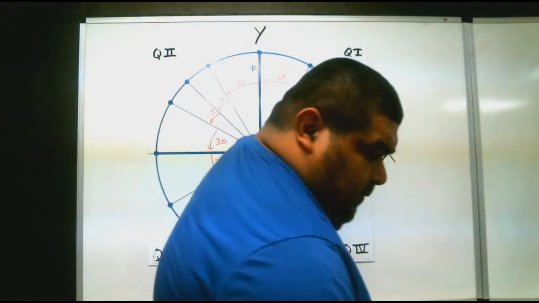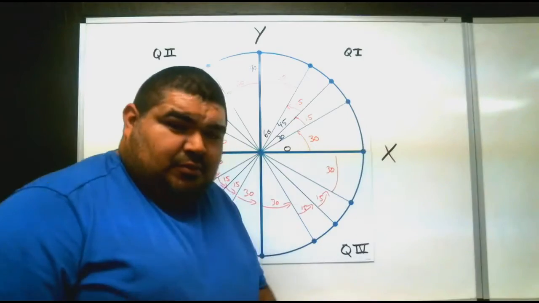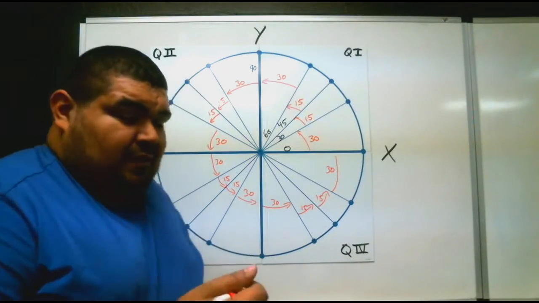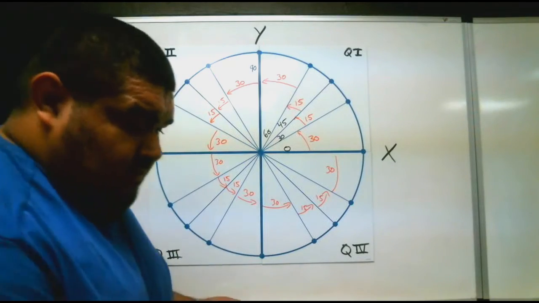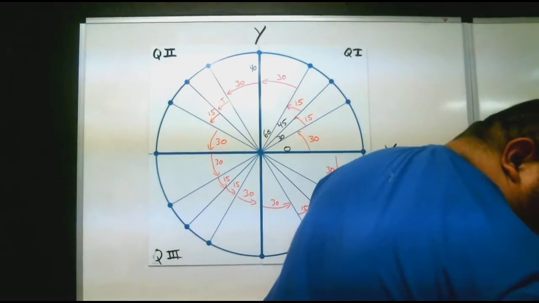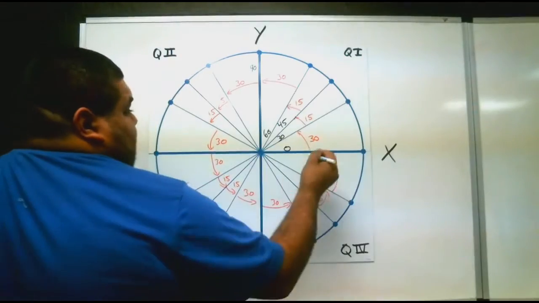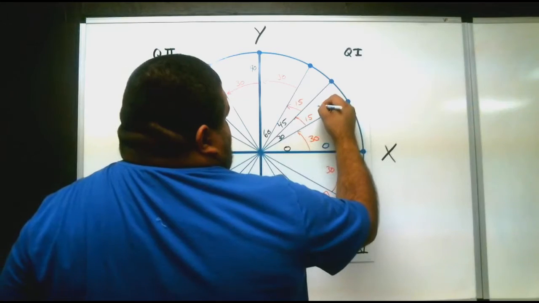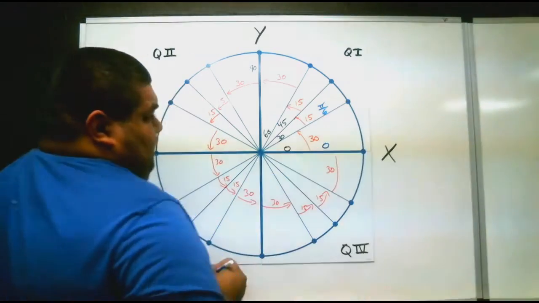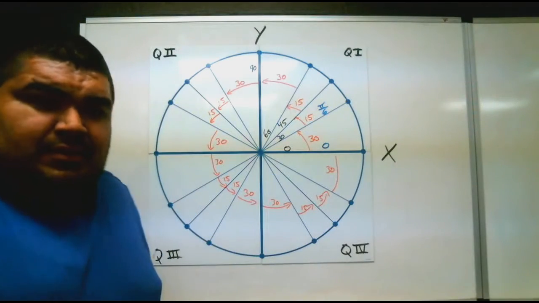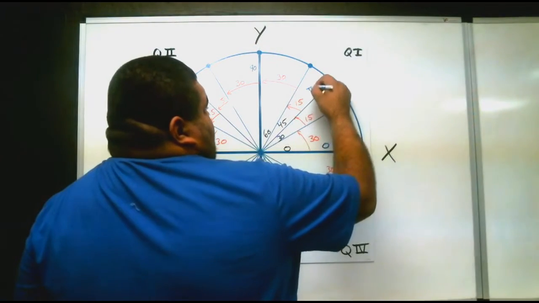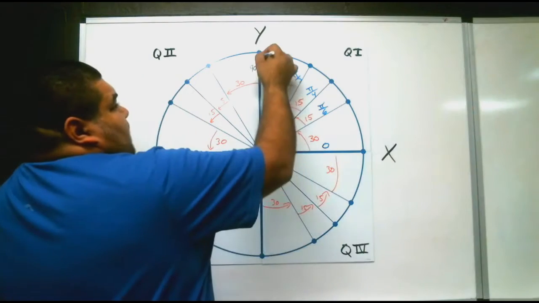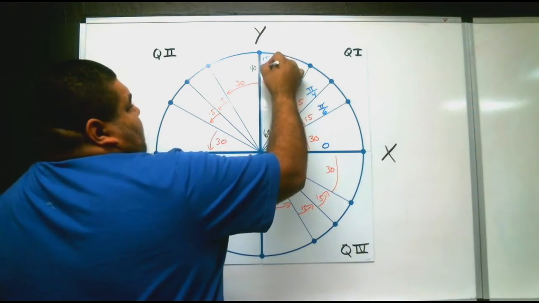Now, when it comes to radians, there is a rule. Obviously, your first radian is 0. Then we have a radian of pi over 6. Then we have pi over 4, pi over 3, and then pi over 2.